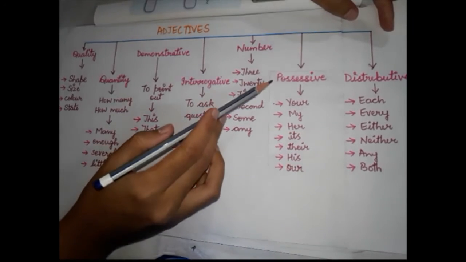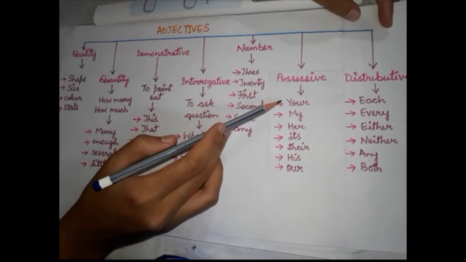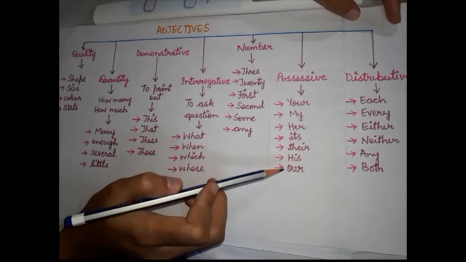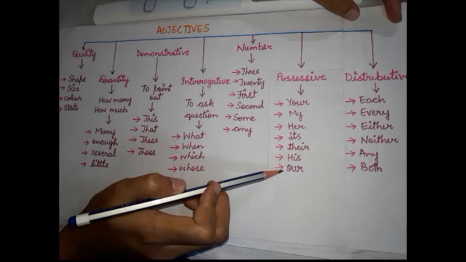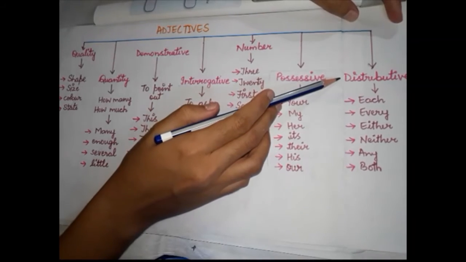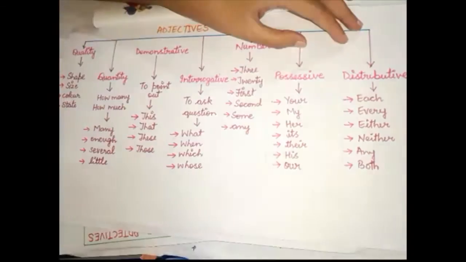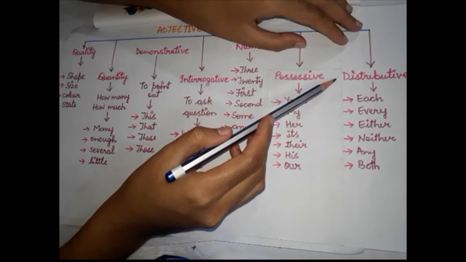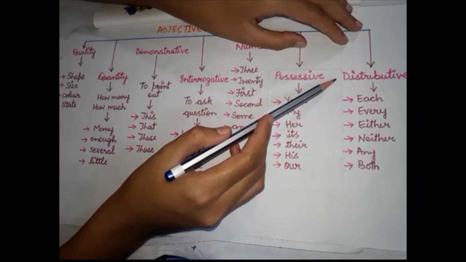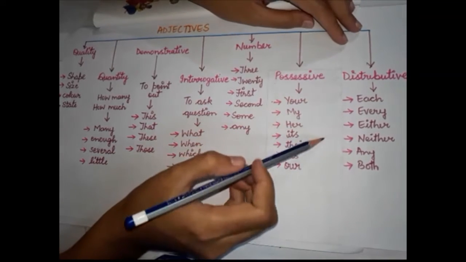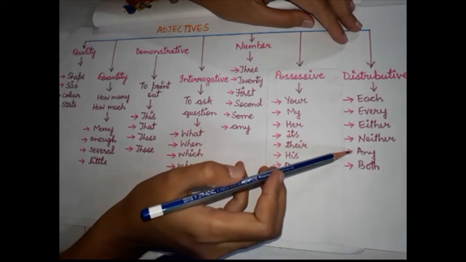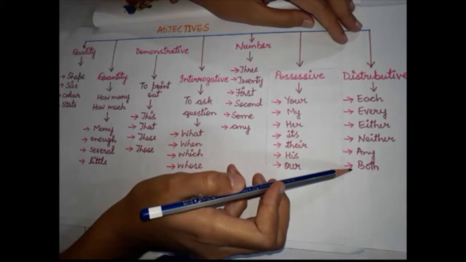Then we have possessive adjective. Your, my, her, its, their, his, our. It shows the relationship between two nouns. Possessive. Then we have distributive. It refers to each person or thing in a group, and the words used for them are each, every, either, neither, any or both, or we can say etc.